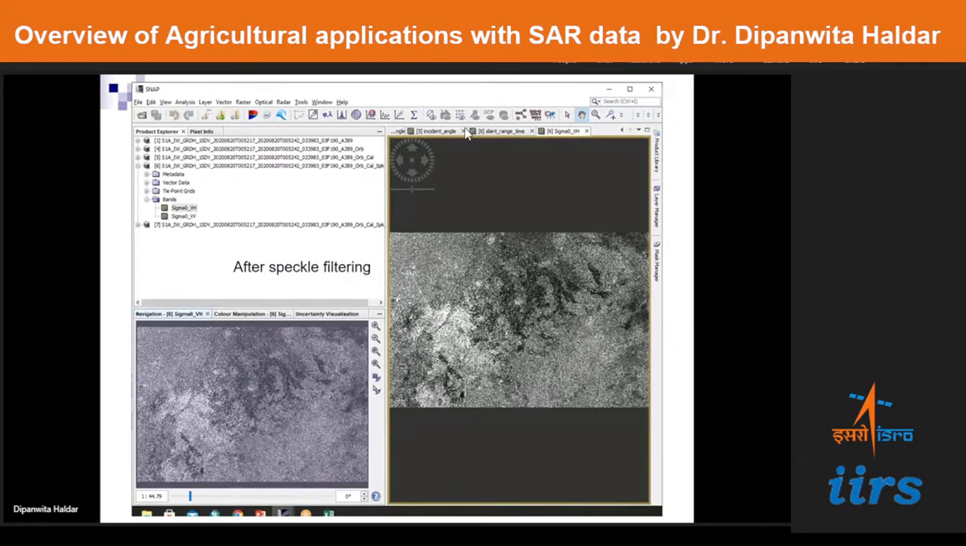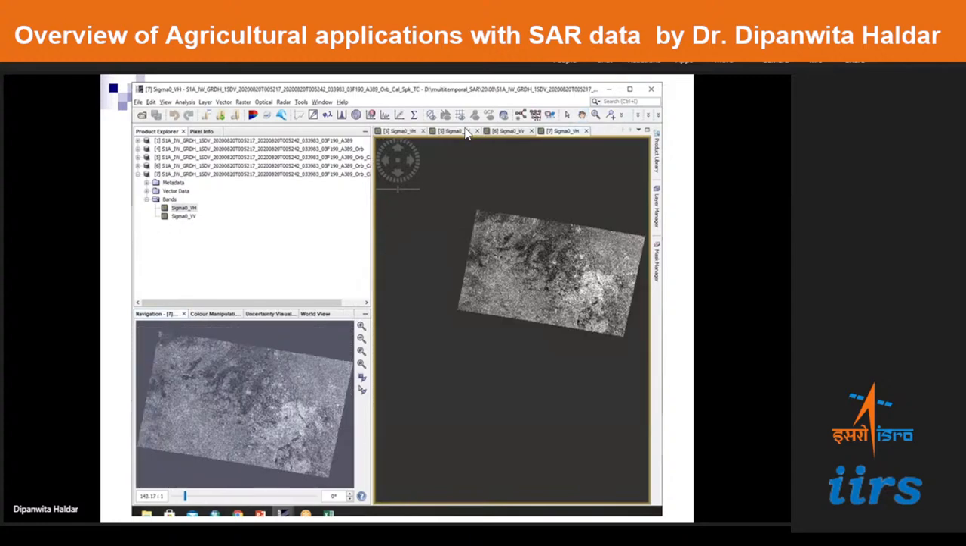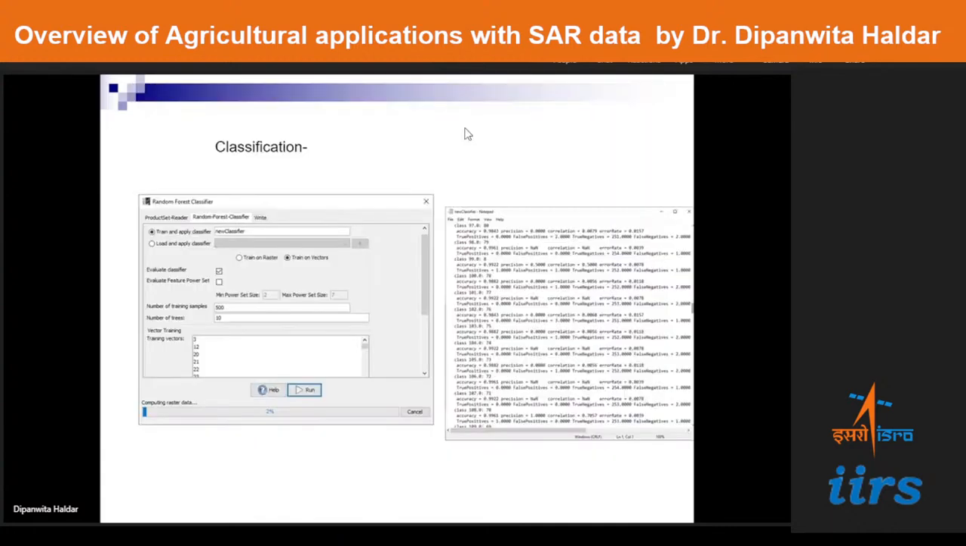So after speckle filtering, you have a more smoothened image. The salt-and-pepper noise will lessen in magnitude, so the data is more amenable to applications. Otherwise, with that speckle noise, it is sometimes difficult to interpret the data. So it is important, and a necessary step, to remove the speckles, or at least minimize them.